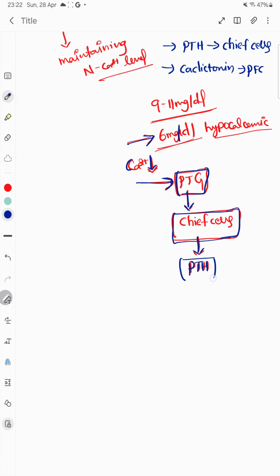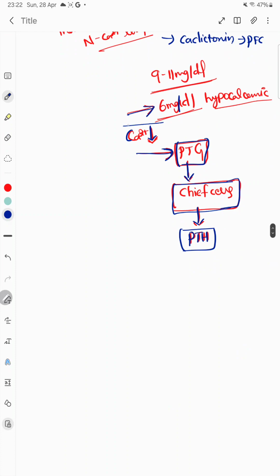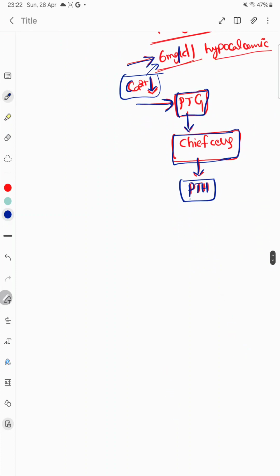Now we produced parathyroid hormone from the parathyroid gland in response to the low calcium levels, which is 6 mg per dl. Now the produced parathyroid hormone works on bone. Okay, so now let me just draw a simple typical bone structure so that you will understand. Yeah, so this is a bone structure.